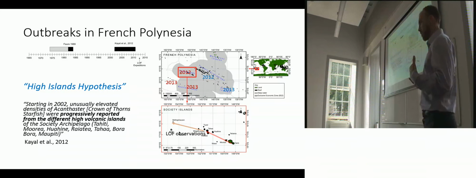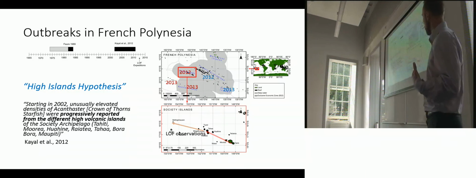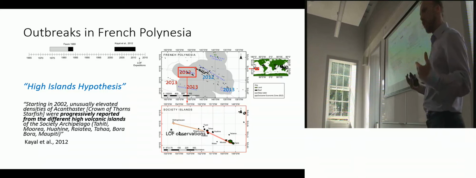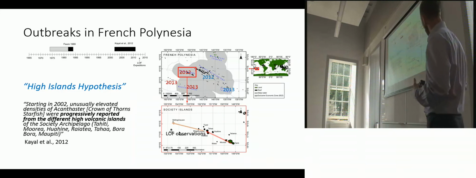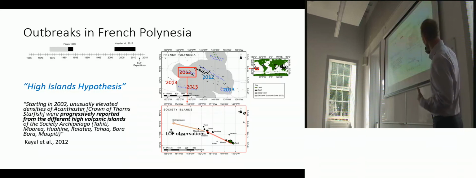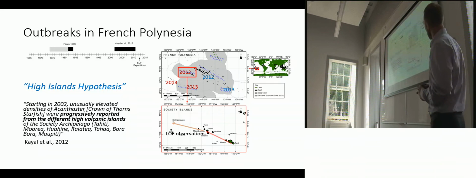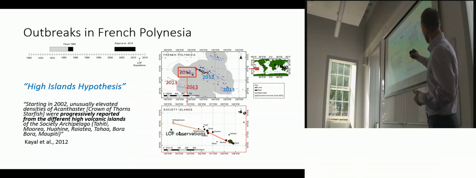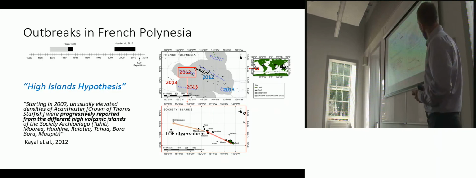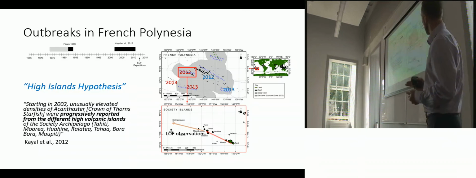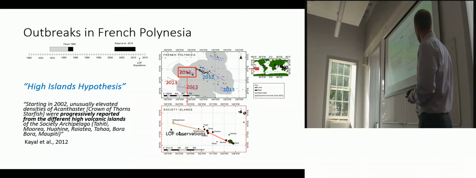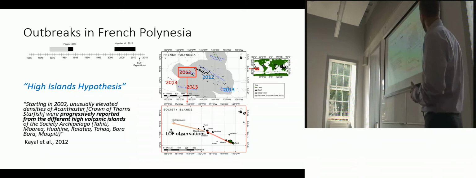That's led to the general observation that these high islands tend to be places where we would worry about this crown of thorns starfish. And a lot of the work that the Living Oceans Foundation did, we started there in 2002. We had the outbreak in Moorea, which was noted by Kayal et al., and followed for 10 years or so, 2002 to 2011, 12. So we're kind of coming in on the back end there.